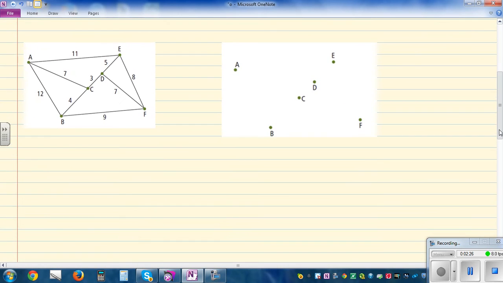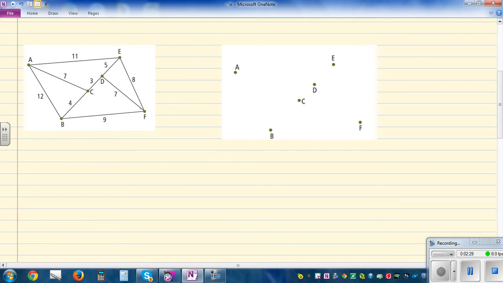Okay, let's move on. So here again the same process. Look at the smallest distance. The smallest is 3, so I'm going to connect C and D. So that is 3. The next is 4, so I'm connecting B and C. So that is the distance of 4. Now the next is 5, so I'm going to connect this. So that is 5.